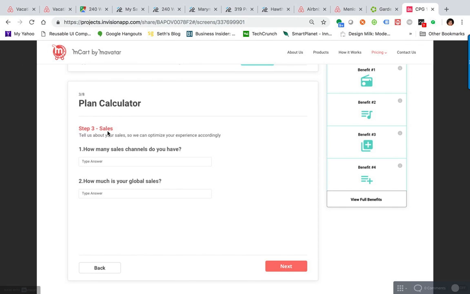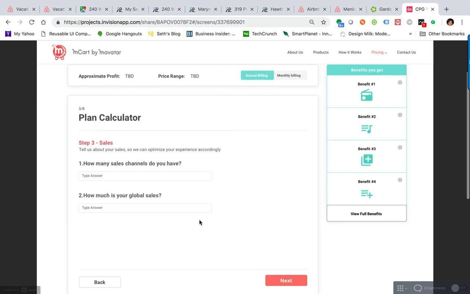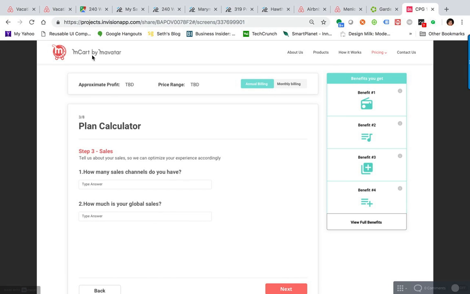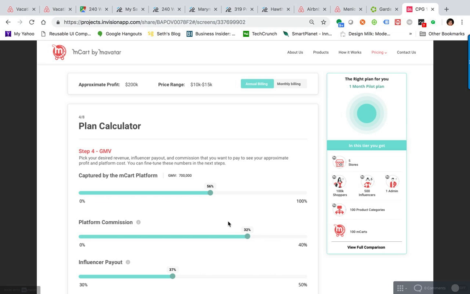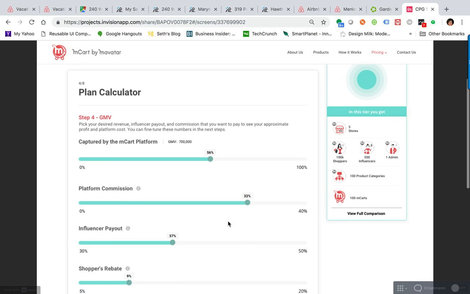This is step 3 out of 8, and they get to enter two values: how many sales channels they have and how much their global sales is. These are entered, and still we cannot calculate any price at this point. Clicking on next takes them to the plan calculator.